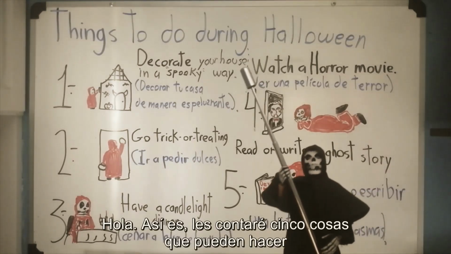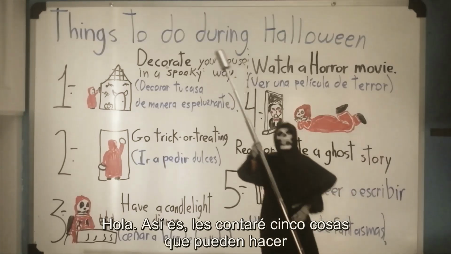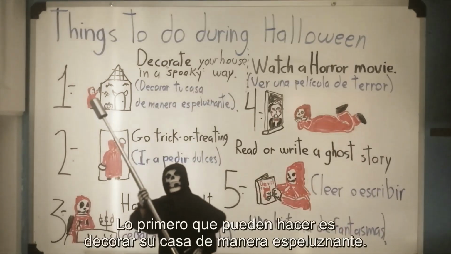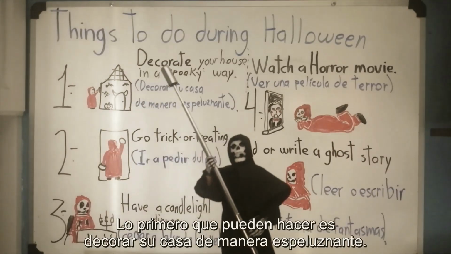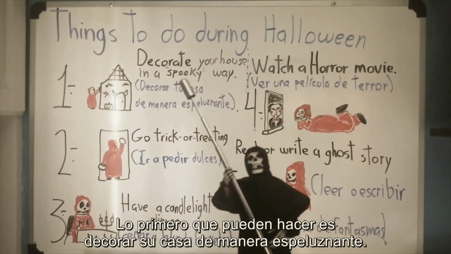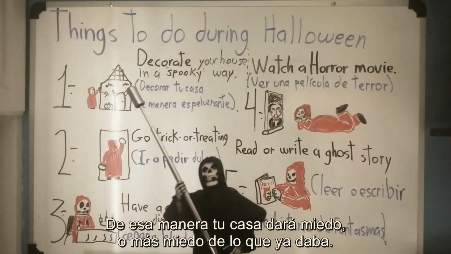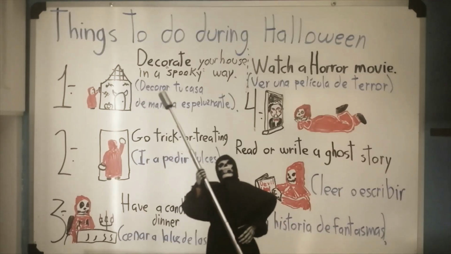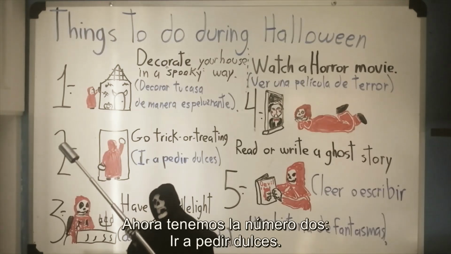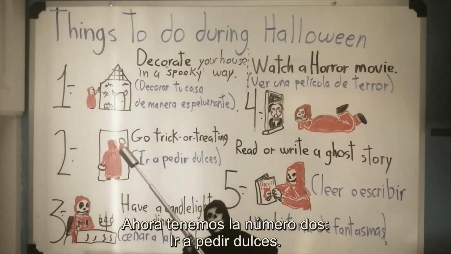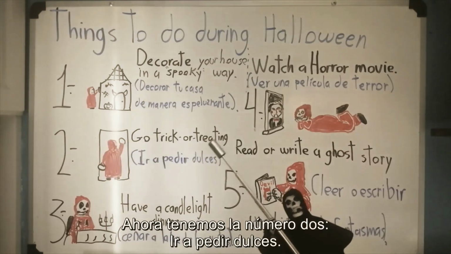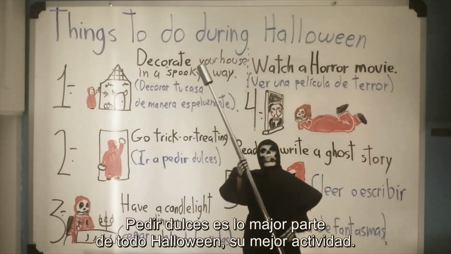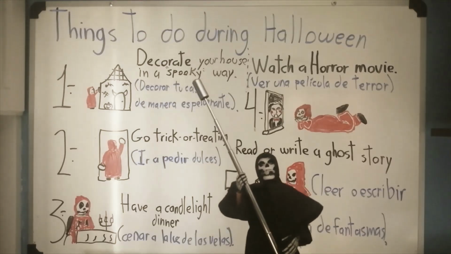Hello! Yes, I'm going to tell you five things to do during Halloween. The first thing is to decorate your house in a spooky way. That way your house is going to look creepy, or creepier than before. Now we have number two, which is go trick or treating. Trick or treating, the best tradition we have during Halloween and the best activity we can do.